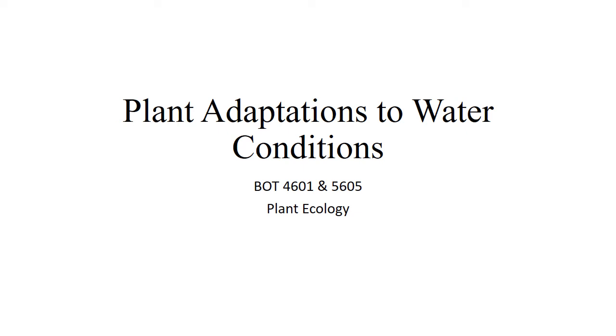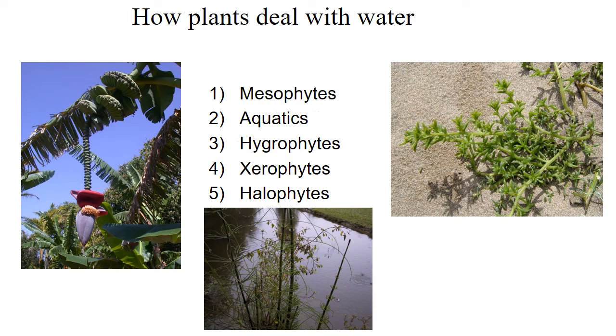So in our previous video, we talked about the processes by which water travels through plants. In this video, we're going to talk about how plants are adapted to control those processes. So essentially how plants adapt to different water conditions. So we can categorize plants based on the kinds of water environments they grow in.